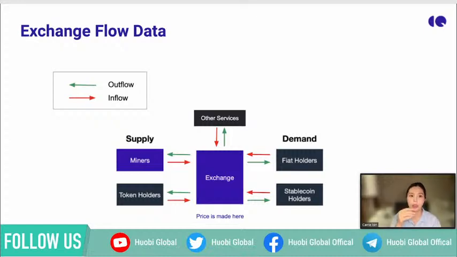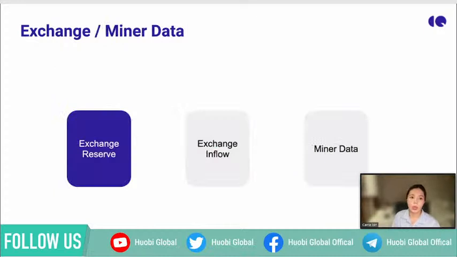If you look at the arrows over here, the red ones are going into the exchange. These transactions going into the exchanges are called exchange inflow. And the green arrows are the ones going outside, where the coins are being taken from the exchange to outside. That's called exchange outflow. I'm going to go into the details on the next slides. I'm going to tell you about exchange reserve data, inflow data, and miner data, and some specific use cases of these metrics.